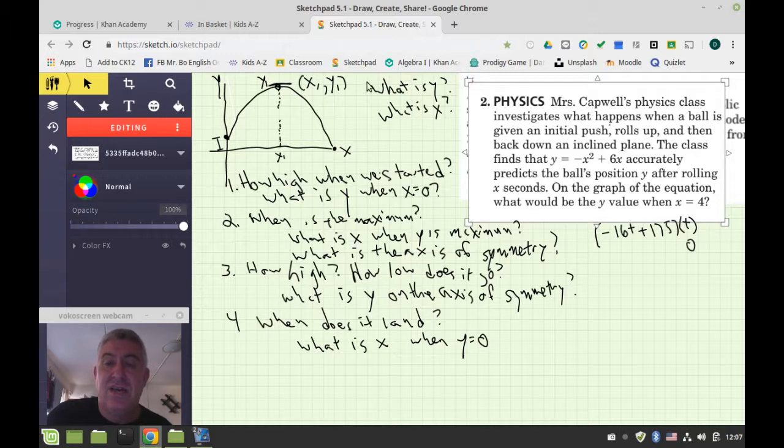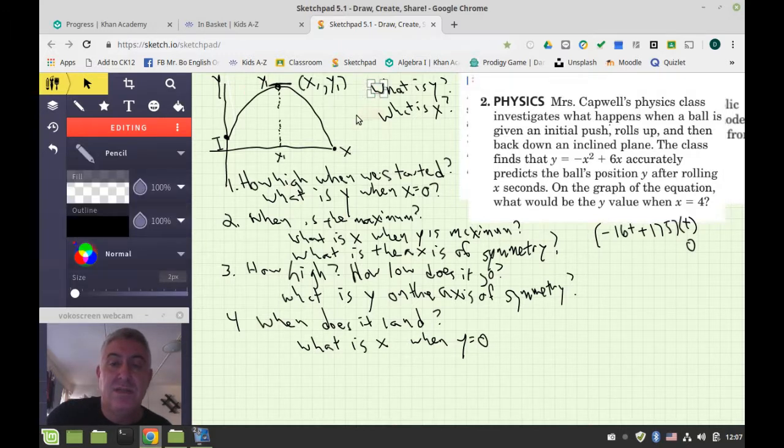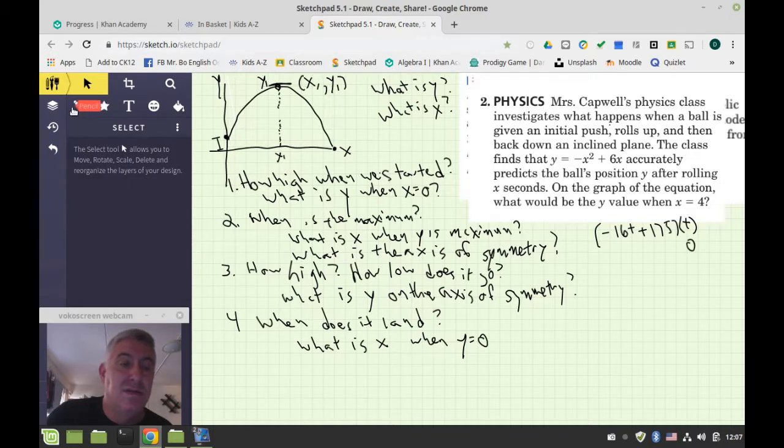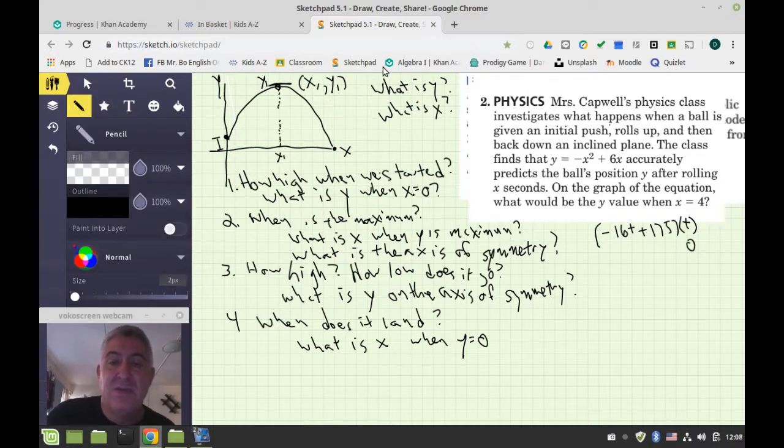This is a very straightforward kind of question, and we're asking what is y when x equals 4? So that really is just a substitution problem. That's my fifth kind, the substitution problem.